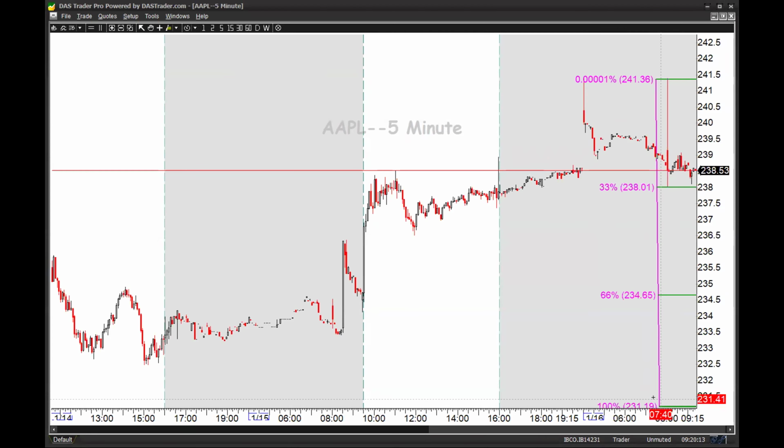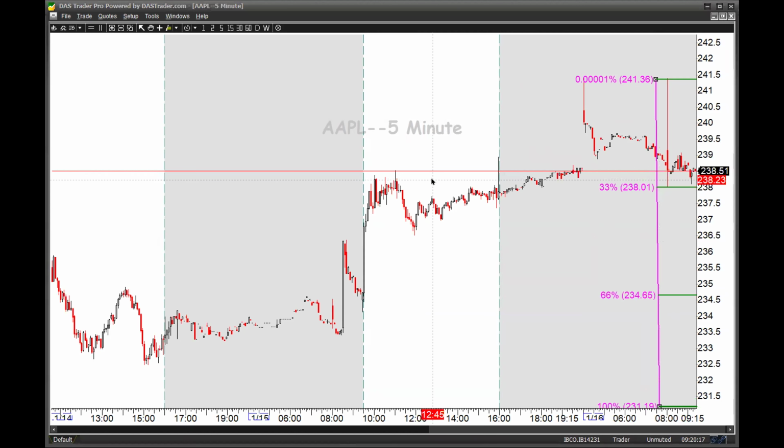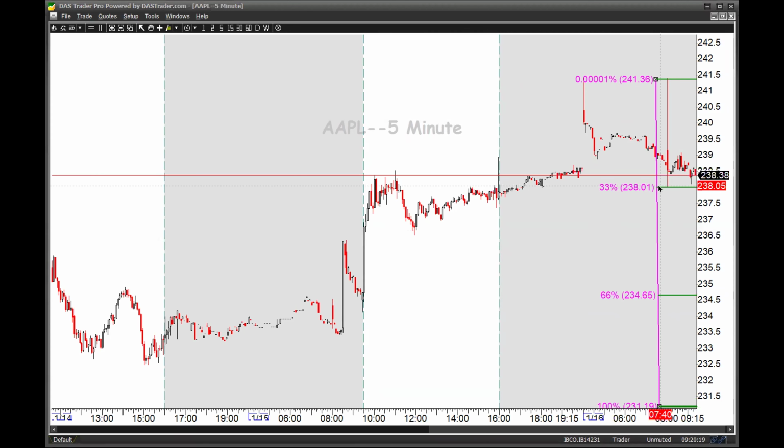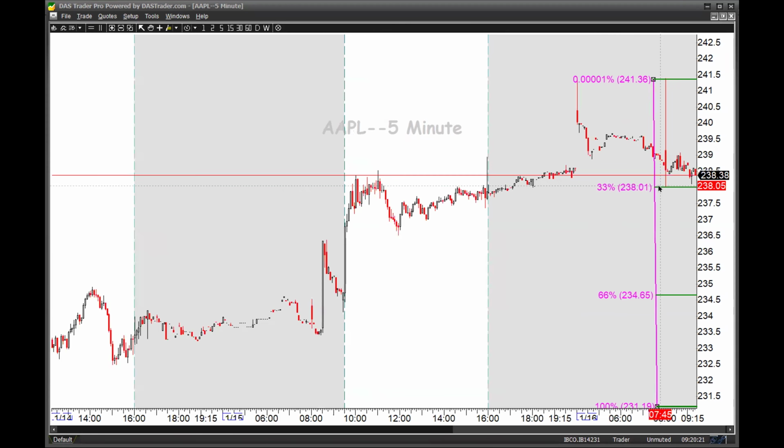Avi, I don't think you're sharing your screen. You've got to click on the tab at the top of Zoom.